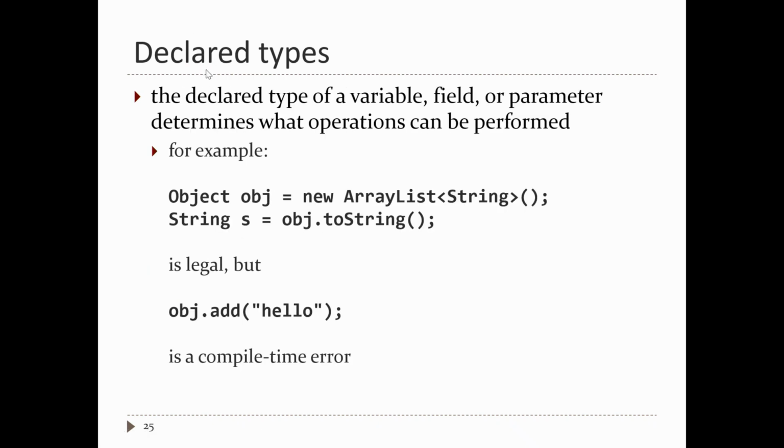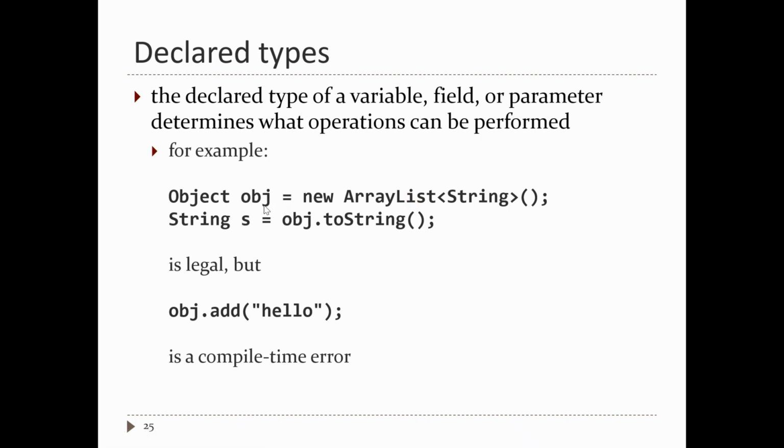Why is the declared type important? The declared type determines what you can do with the variable. So here, I've got obj, and I'm going to store an array list in obj. OBJ's declared type is object. I can store an array list in OBJ. I can store any reference type in a variable of type object, because everything is substitutable for object. So I can store a list in OBJ.